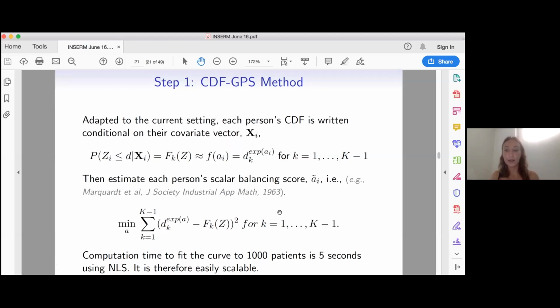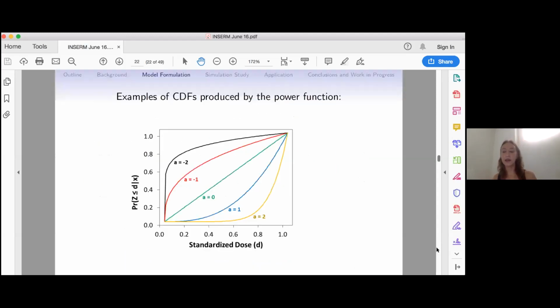So again, I get a GPS vector for each person. Well, I just sum across that vector to get their CDF, and then I model their CDF with a one parameter function. And that parameter is A_i. I'm going to say that A_i is a scalar balancing score. And I'm going to show you why this power function does well. We searched a lot of functions before relying on this one. So here are example CDFs produced by that power function for various A parameters.